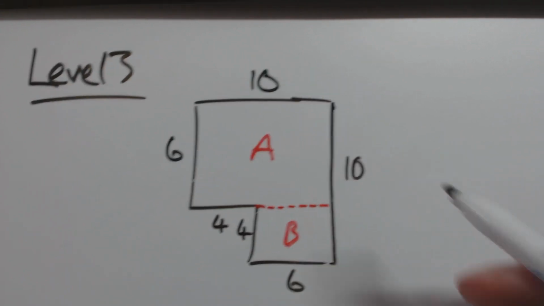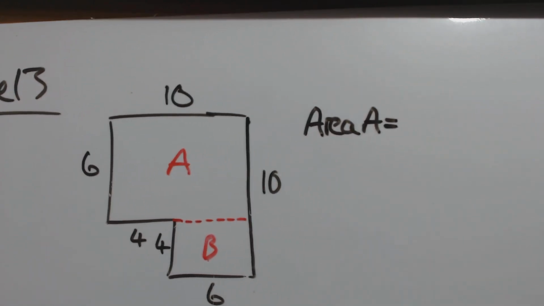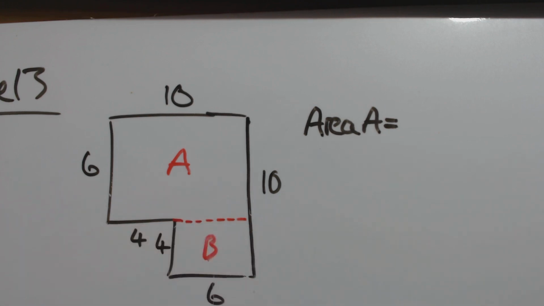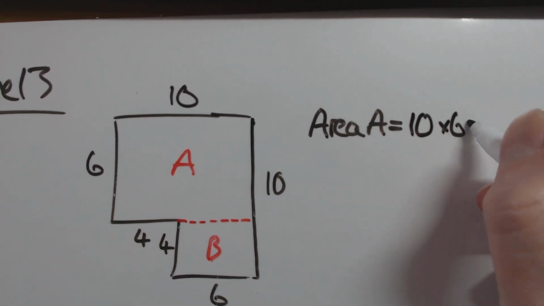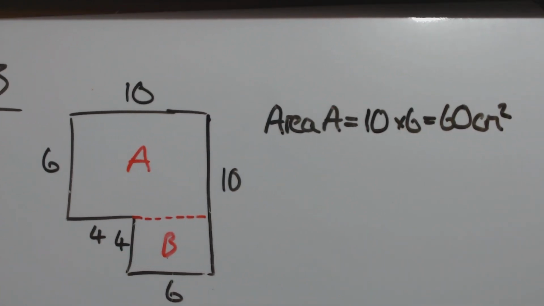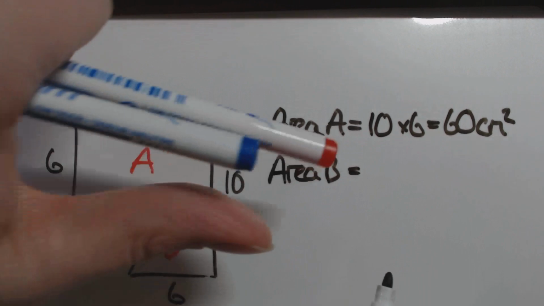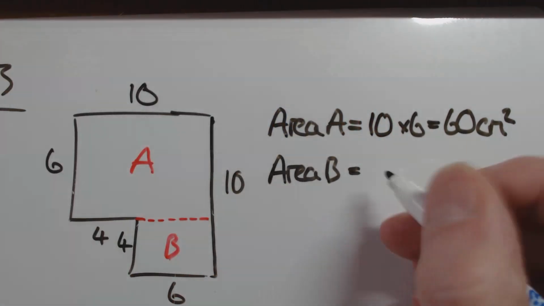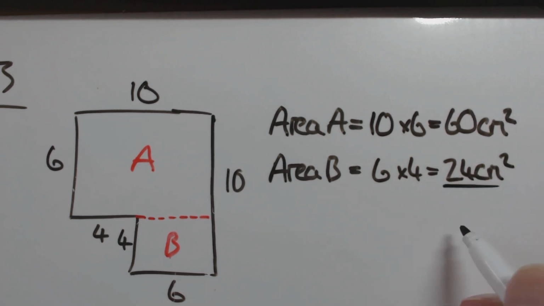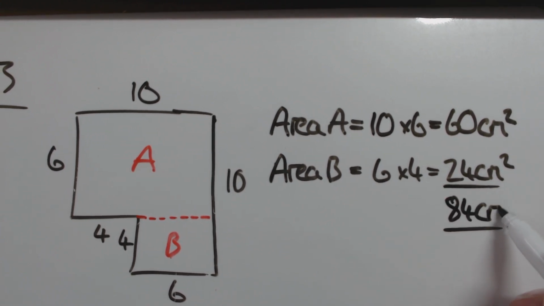So the area of A, just cover that wee bit, and you can see it's 10 by 6. So that's 10 times 6, and that's 60. I forgot to put the units there, so I'm just going to stick with centimetre. Area B, that area is 6 times 4, and that's 24 square centimetres. And obviously we want the area of the whole thing, so you have to add these up. So that's 84 square centimetre.